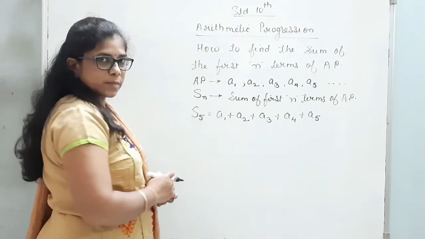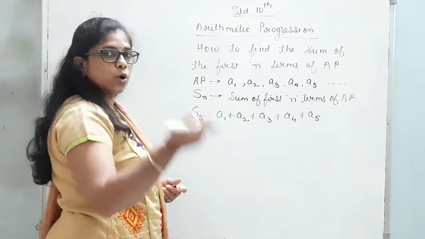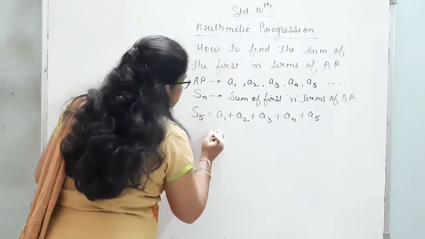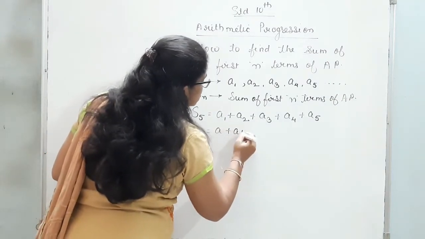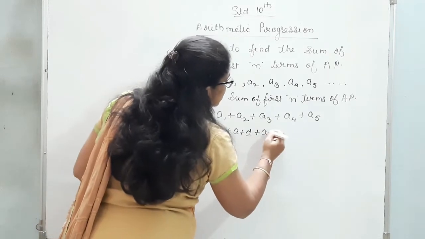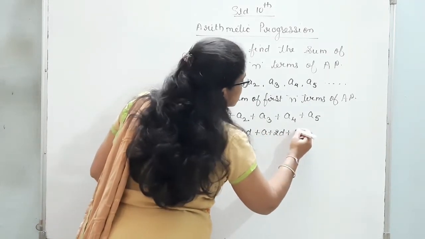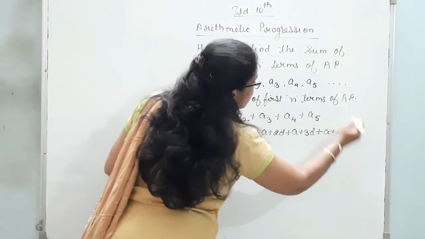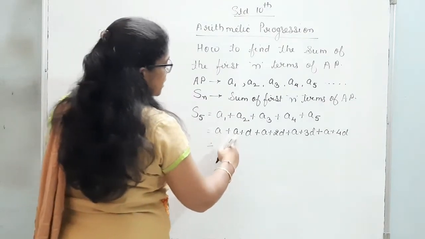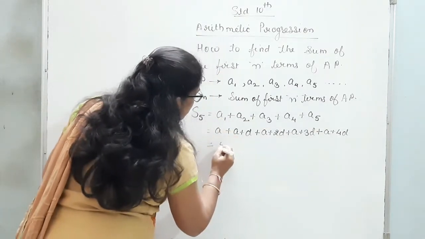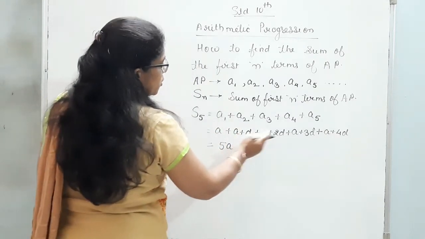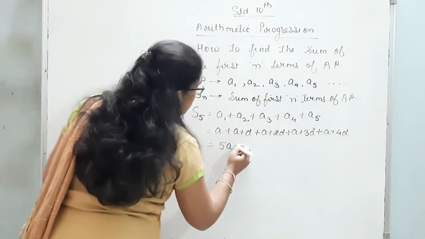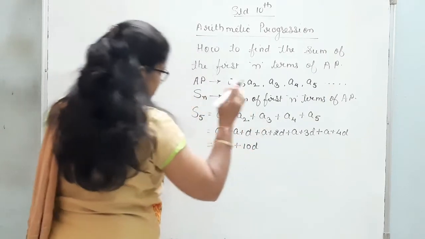You know that the first term is A. The second term is A plus the common difference, that is A plus D. The third term is A plus 2D. So like that I will replace these terms. A2 is A plus D. A3 is A plus 2D. A4 is A plus 3D. And A5 is A plus 4D. Let us see what we get here. A plus A plus A plus A plus A, we have 5A. D plus 2D, 3D plus 3D, 6D plus 4D, we get 10D.